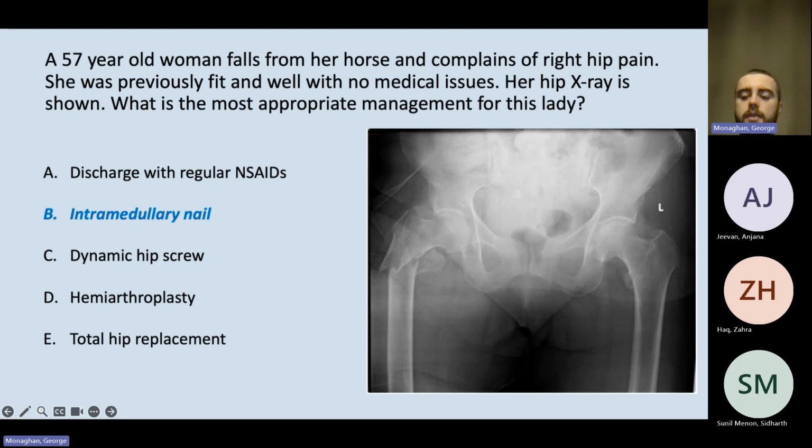But again, your process is really important. But good, you spotted it was an extracapsular fracture. And then an intramedullary nail is what we said is for a subtrochanteric fracture of the hip. Good.